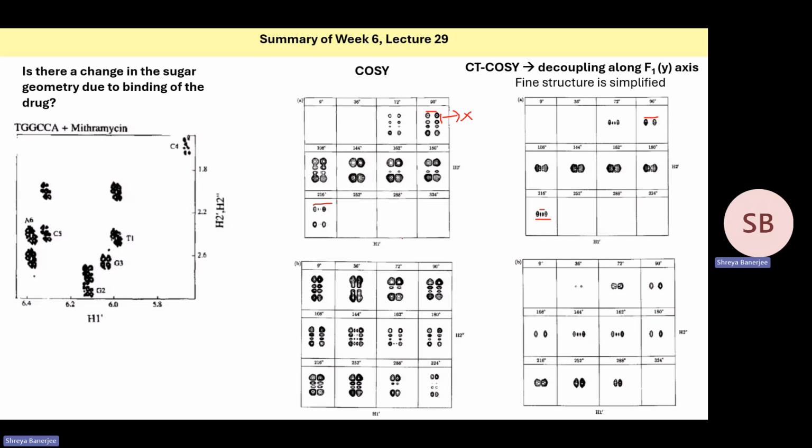No information is lost because you have your delta informations on this axis. This axis basically has your delta as well as J information. And this axis has only delta information. So nothing is being lost. And in this case, you have delta plus J in both the axes.